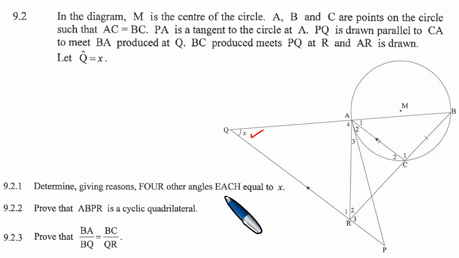We can't say that Q is equal to P. That would be very interesting, but why? We know that PA is a tangent because they said PA is a tangent to the circle at A. But what other tangent is there? We're only given one tangent.